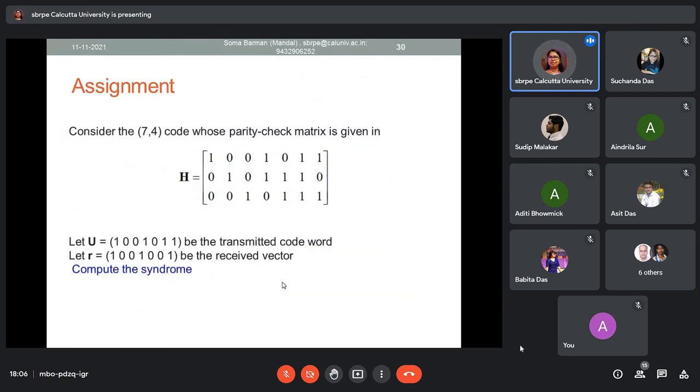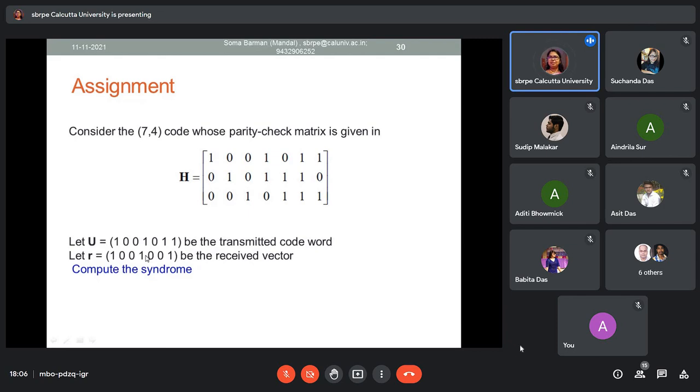So one assignment is given to you, that is a 7-4 code, that means 4 message bits. After adding 3 redundant bits, the length of the code is 7. So the H matrix, the parity check matrix, is given, and U, the transmitted code word, is given, and this is your received code word. So you have to calculate the syndrome.